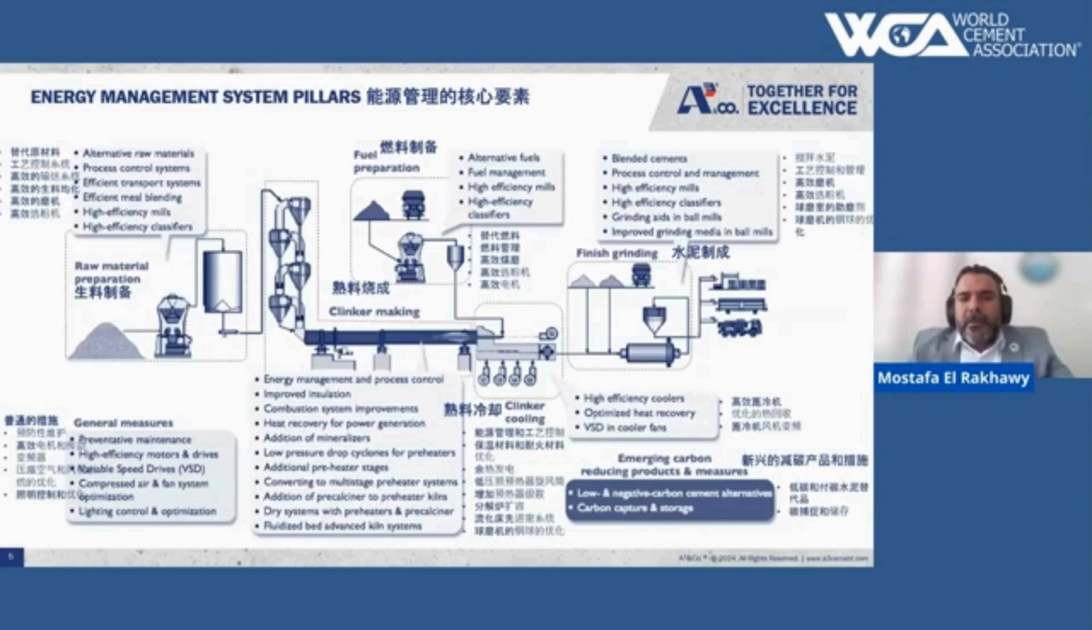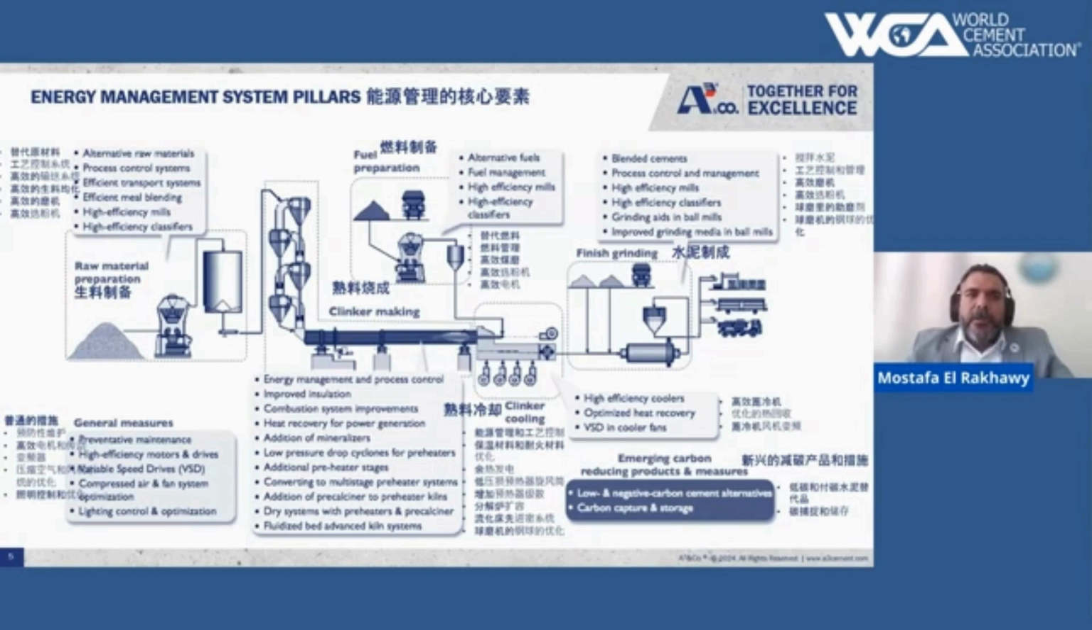So these are the pillars, and on this slide, these are the pillars all over the cement plant, starting from raw material preparation and how consistent the raw material is, and how the raw material can affect the energy consumption, either the electric energy inside the raw mill, and it is also impacting the thermal energy inside the kilns.